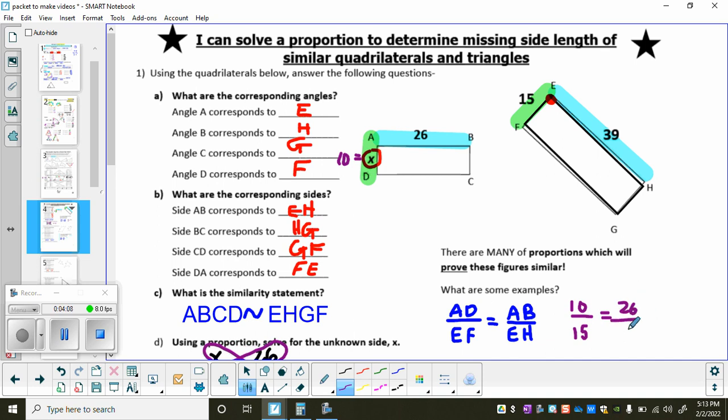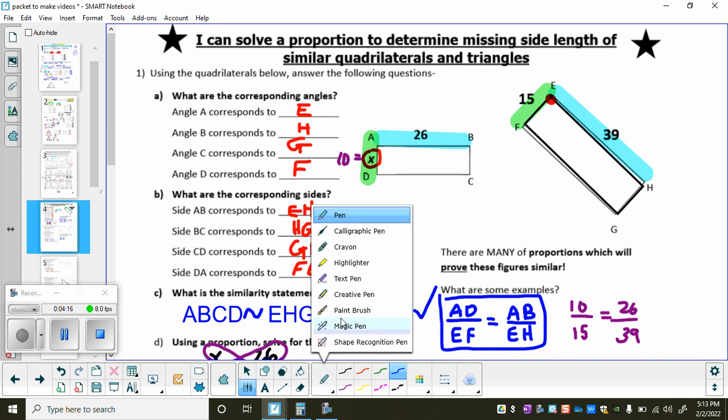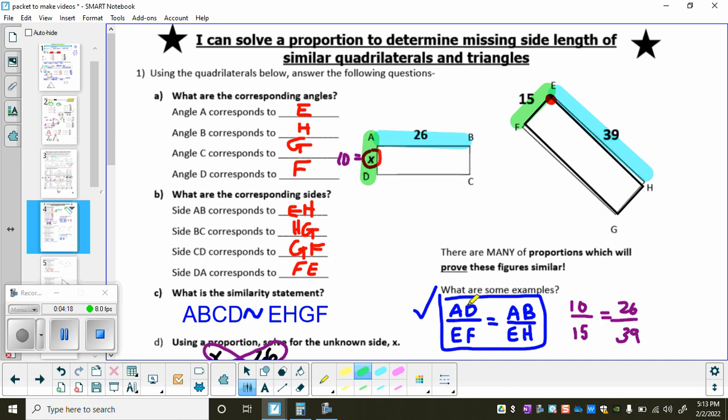So you might see proportions proving it. You might see it over here with letters. And you know that this proves it because, again, I'll highlight it: we've got the green side matched with the green side, and then the blue side AB up here matched with the blue side EH. So that's true. The green matched with the green and the blue matched with the blue.